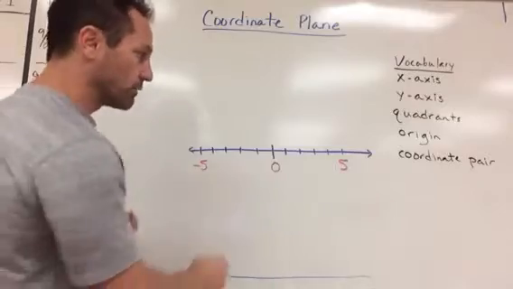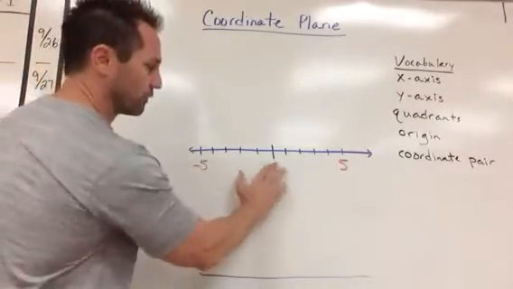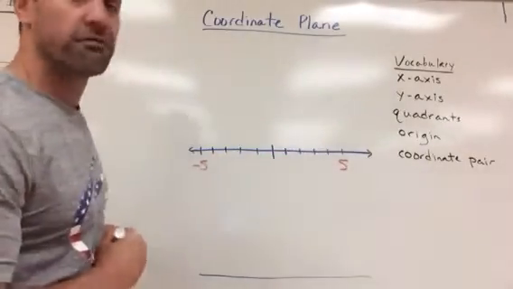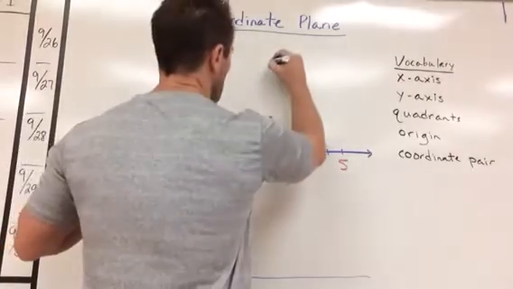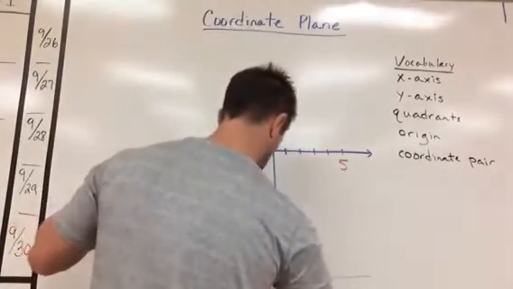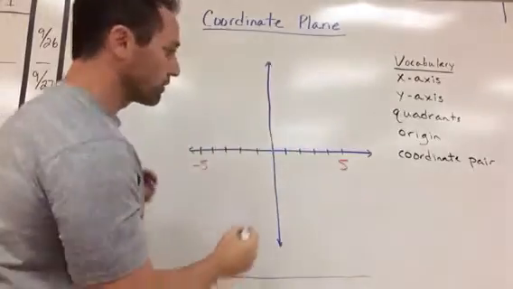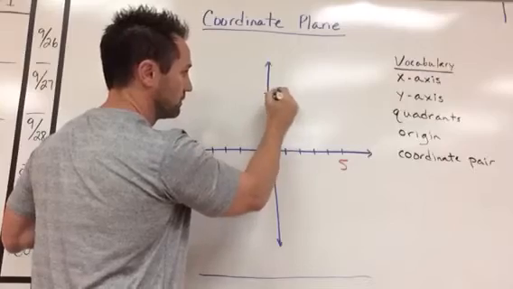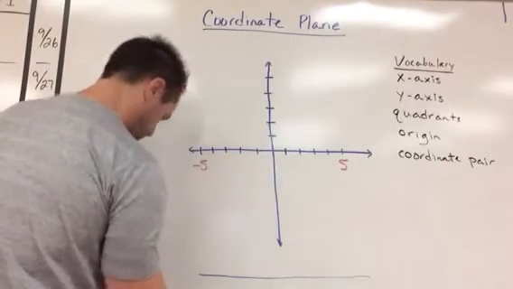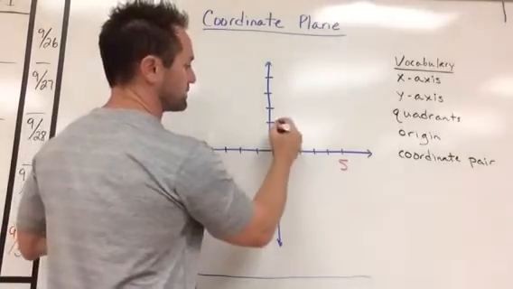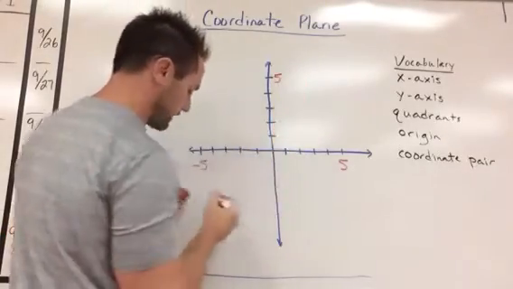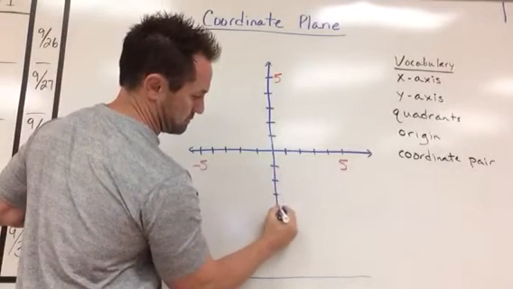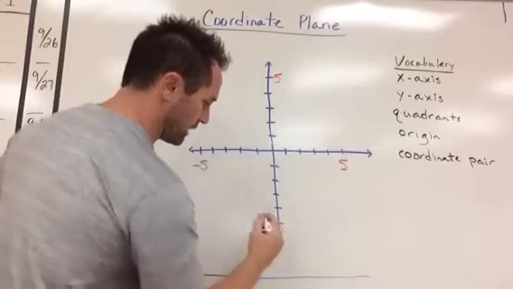Okay, so what I'm going to do to create my coordinate plane is I'm going to erase this 0 because we have one horizontal number line. Now we're going to need a vertical number line. And our vertical number line is going to count very similar to the horizontal. Going up is going to be our positive numbers. So positive 1, 2, 3, 4, positive 5. And going down are going to be our negative numbers.